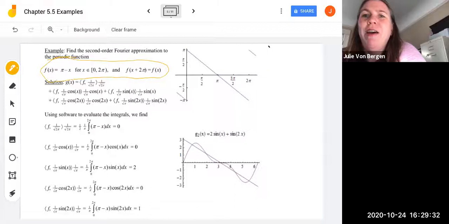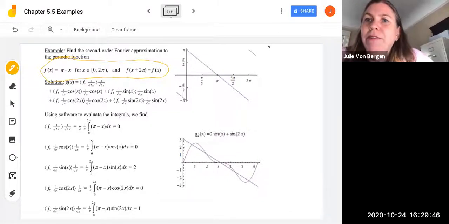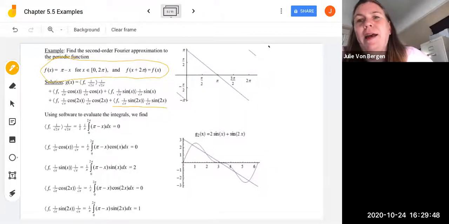And so remember, these values here are coming from our orthonormal basis. So these are the orthonormal basis we found by normalizing the orthogonal basis that we found in an earlier video. And so on until we end up here with our last term, which is going to be the inner product of f with 1 over root pi sine of 2x. And that value is going to get multiplied by 1 over root pi sine of 2x.